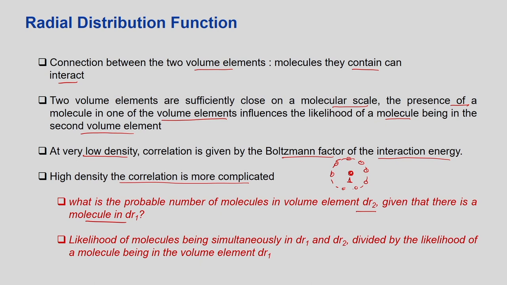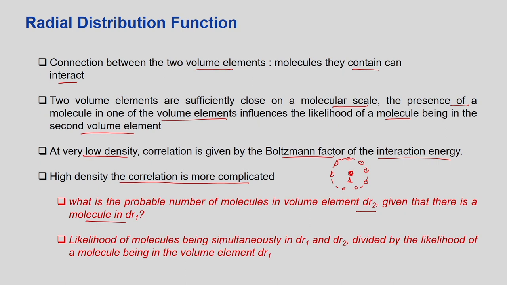So the issue here now becomes complicated. Why? Because whenever you are trying to measure how many molecules there are, the molecules themselves are moving, they are not static, they are moving here and there. So you have to find the likelihood of molecules being simultaneously in dr1 and dr2, divided by the likelihood of a molecule being in the volume element dr1. This particular ratio will tell us the probability. So you find the probability that they are simultaneously in dr1 and dr2, and then divide it by the probability that molecule 1 is in dr1. That is the way you can tell how many molecules there are in dr2.